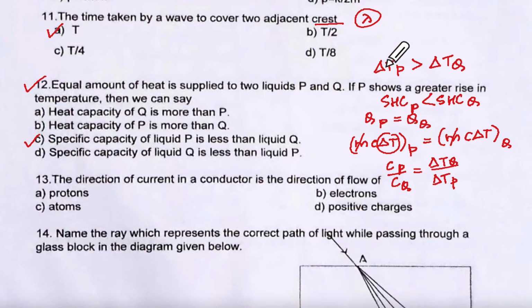Now they're telling you delta T of P is more. That means this is less and this is more, which means this is less and this is more. So SHC of Q is greater than SHC of P. This is correct. C is the correct option.